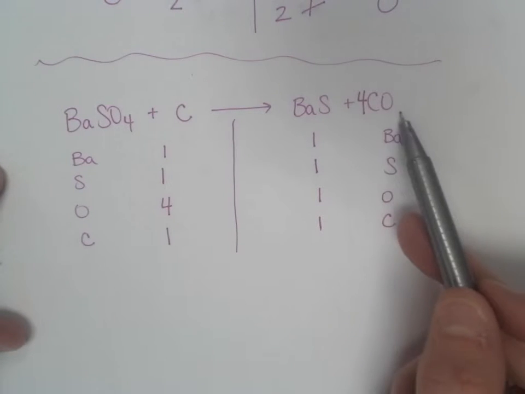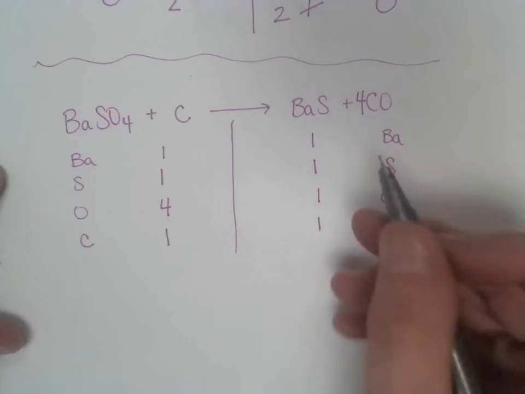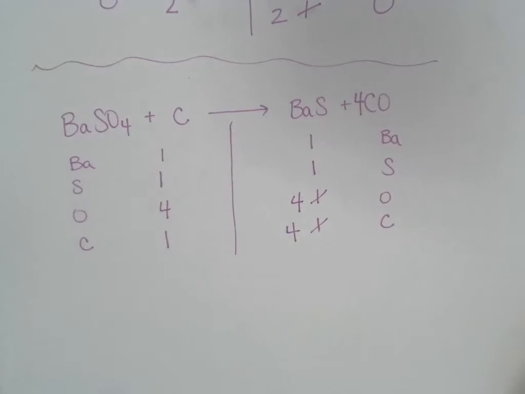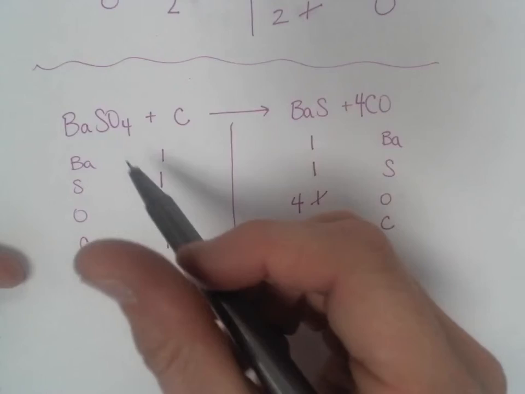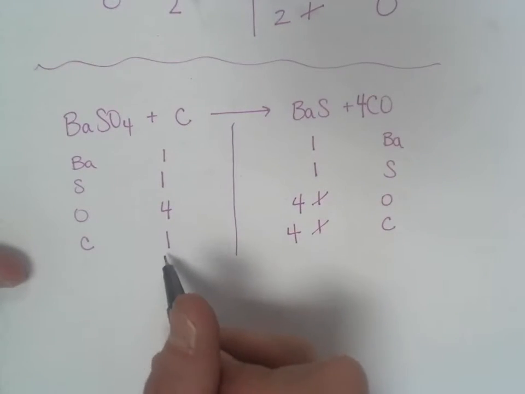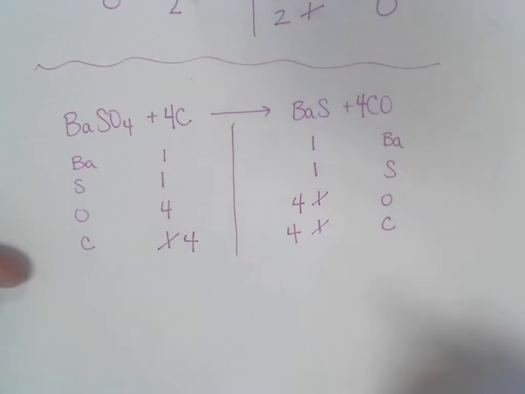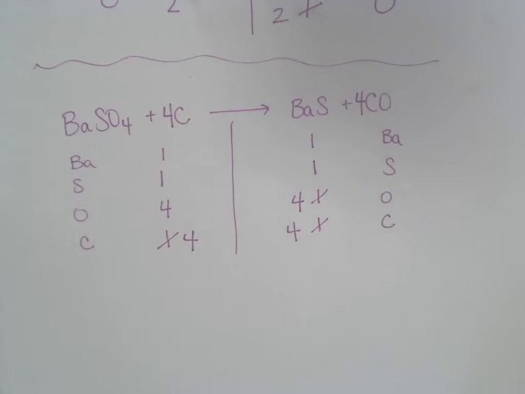Why did I do the coefficient and not the subscript? You cannot change the subscripts. You can only change coefficients. But by doing that, now I end up with 4 carbon atoms. Over here I only have 1 carbon atom. So I have to come back over here and say, okay, I have 1, but I can multiply it by 4 and get 4. So I'm going to put a 4 in front of this carbon, and now everything is balanced. BaSO4 plus 4 carbon yields BaS plus 4 CO.